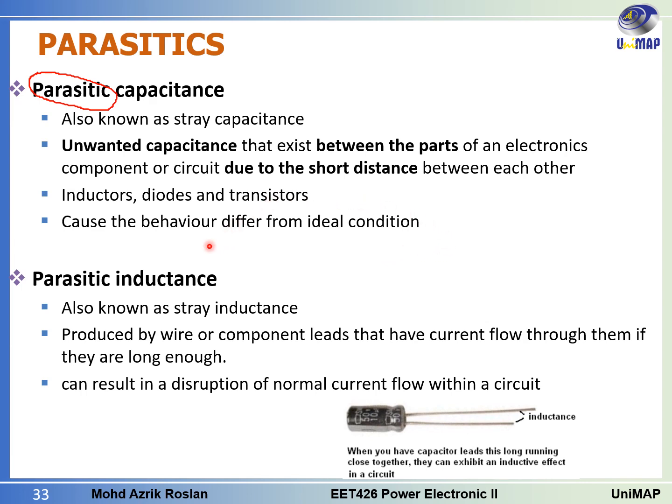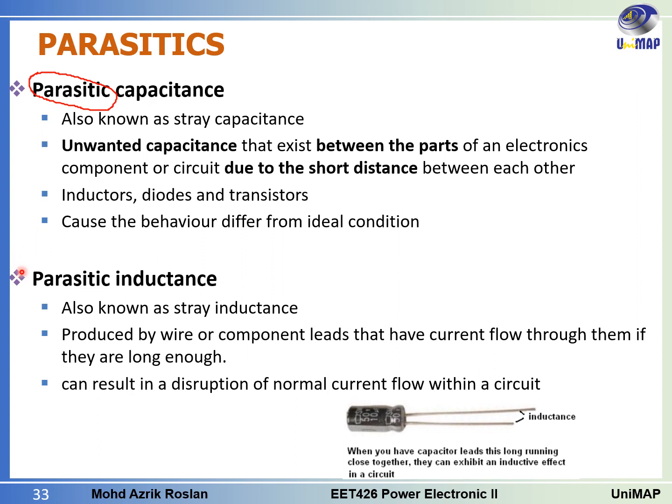So let's say when we design something, we expect it to be this way, and due to parasitic capacitance, our circuit doesn't behave like the one that we want. So if something that we design doesn't work, we can say some of the cause may be due to the parasitic capacitance.